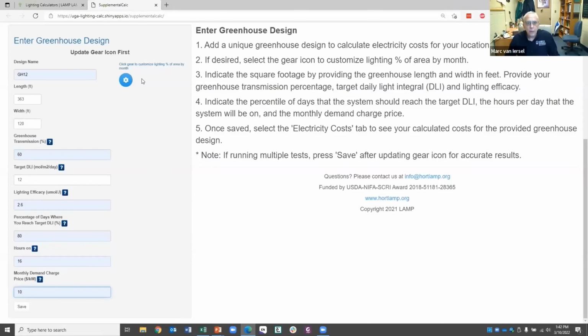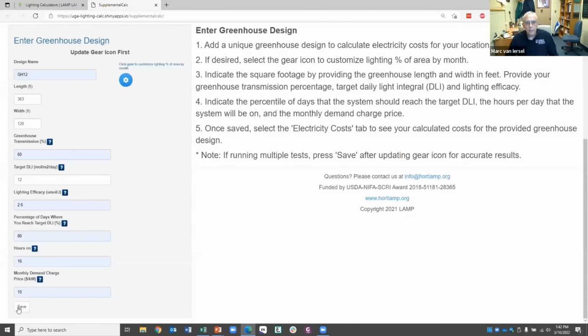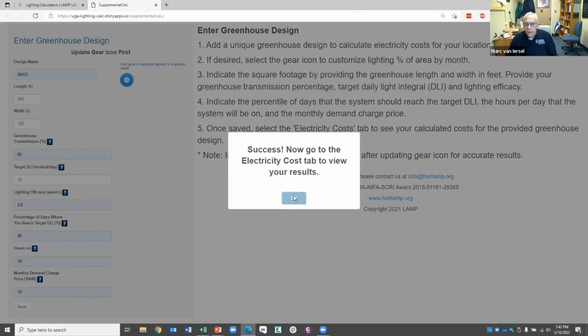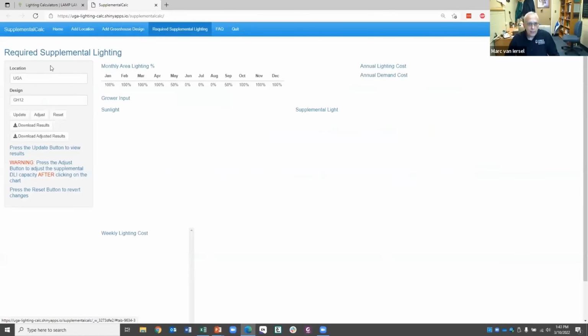And then one other thing that we can do, if we click on this gear icon, we can actually say, well, I want to light my whole greenhouse in January, February, March, and April. In May, I'm only going to light 50% of my greenhouse. In June, I don't need any light. In July, I don't need any light. In August, I don't need any light. And in September, maybe I'm just going to light 50% of the greenhouse. Then I click update percentages. And then we save this information at the bottom here. And that allows us then to go to the next step that is actually going to provide us the results.